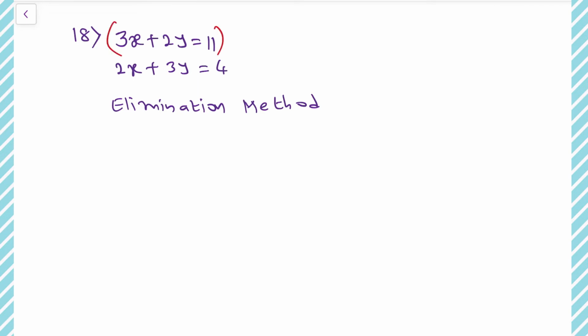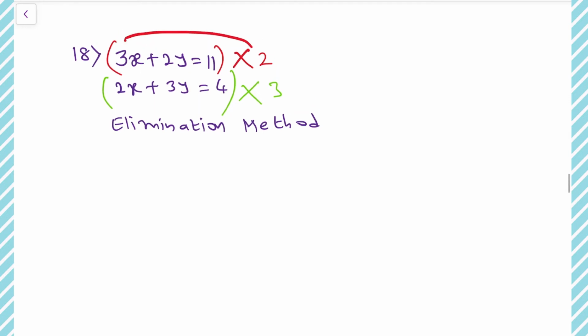First equation you need to multiply with the second equation's coefficient. 2 I am taking. So multiply the first equation by 2. The same you need to do with the second equation also. The second equation we need to multiply with the first equation's x coefficient, that is 3. So into 3, finish. First equation we multiply with the second equation's x coefficient. Second equation we multiply with the first equation's x coefficient. So now let us check.